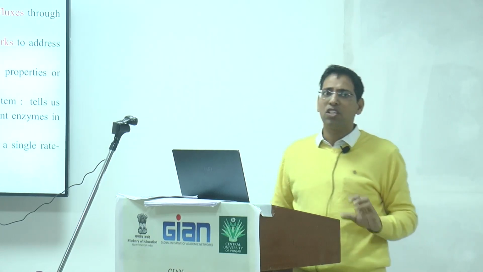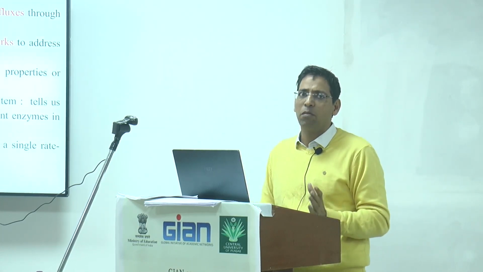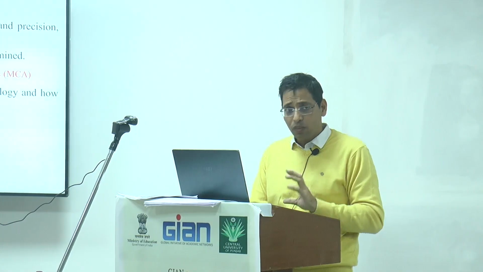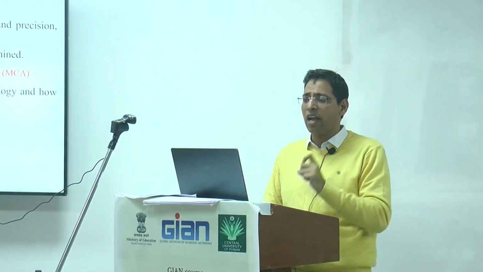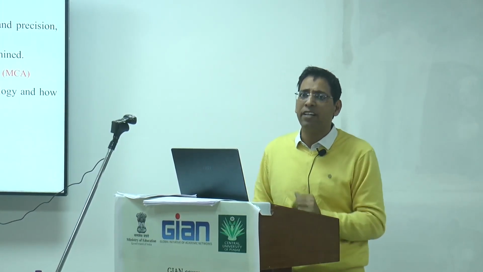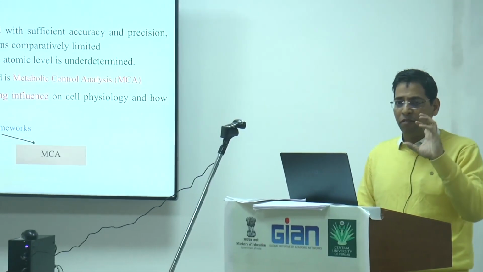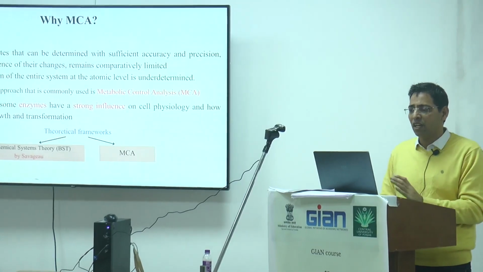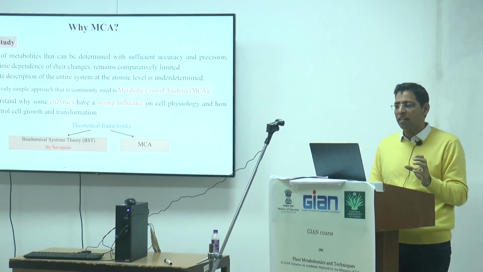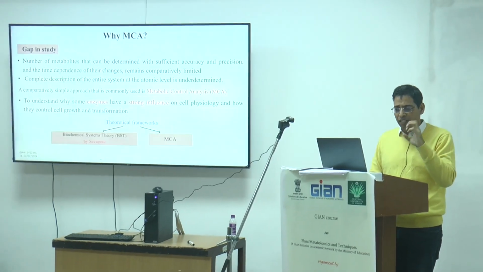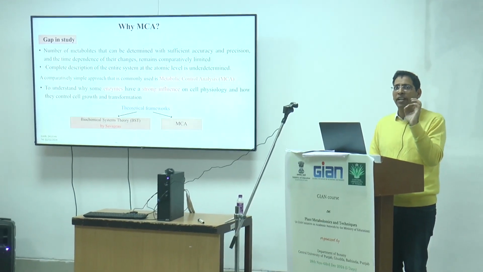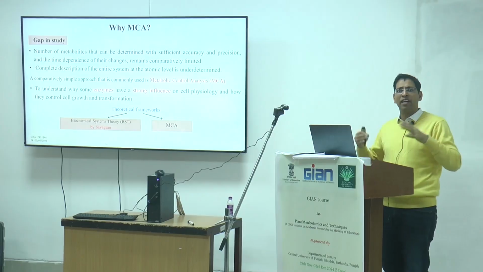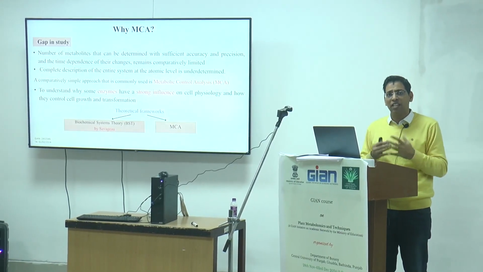Now, the question comes up: why do you need the MCA, metabolic control analysis, and what is the importance of this one? There are a few gaps in the MCA. The major gap is that we know only a limited number of the metabolites, and we have to determine each and every metabolite with sufficient accuracy and precision, because it's a time consuming process. This is the major point we have to elucidate for the speed of any biosynthetic pathway. And the complete description of the entire system at the atomic level is really undetermined.